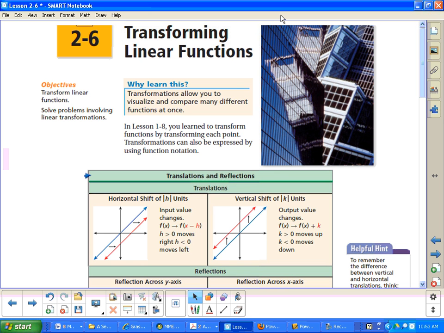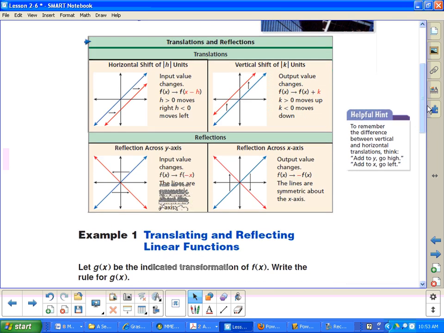Okay, so transforming linear functions. All right, we did points, moving them left and right, up and down, reflecting them. So now we're going to look at it using lines again. We'll review this to give you a better grasp of it, hopefully.